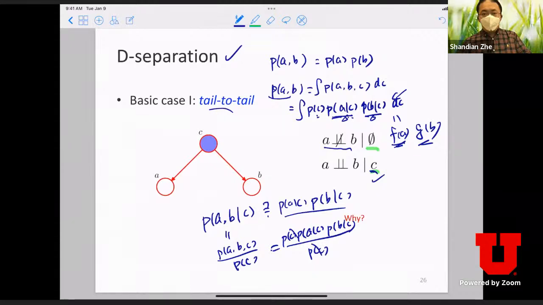That's the first basic structure. We can conclude that if you happen to meet this tail-to-tail network, given the intermediate variable C, A and B are independent. However, if you condition on nothing, that means you have to marginalize C, and they are not independent.